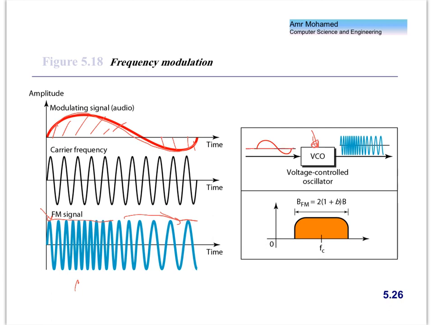So we input the signal, and the voltage-controlled oscillator will generate a frequency at the output signal proportional to the amplitude of the input signal. And as you can see here, the amplitude of the composite signal is the same. So it turns out that the bandwidth of the FM signal is not just double the bandwidth. There is a factor which we have to assume. So that's the FM.